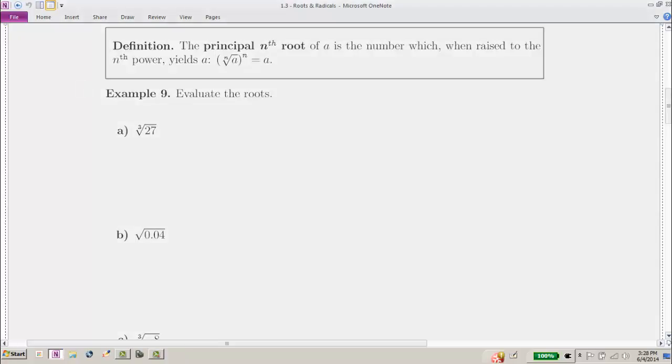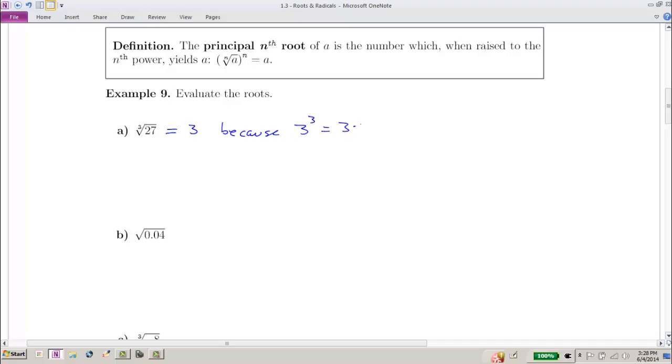In example 9, we're going to find some roots. In part A, we want the cube root of 27, and 27 is a perfect cube. The cube root of 27 is 3, because 3 cubed, which is 3 times 3 times 3, is 27.